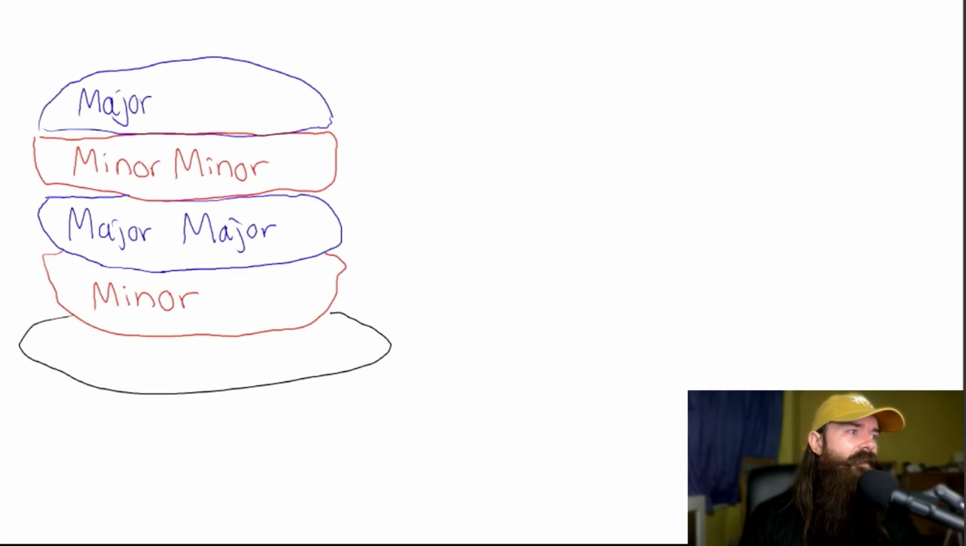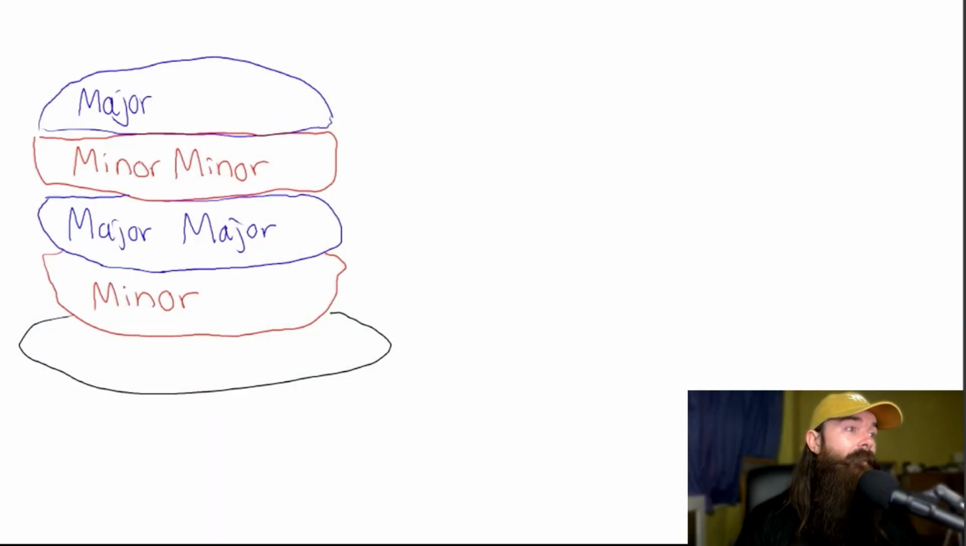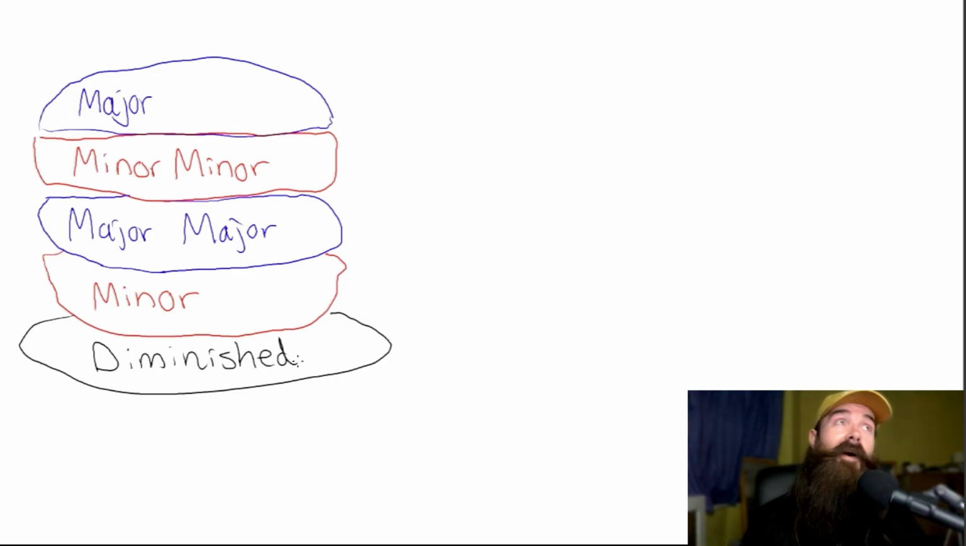And one more thing about this burger, it's sitting on a dinner plate. And that dinner plate is not the burger, so it's not major or minor. And this is why I'm going to label that dinner plate diminished. The words dinner plate start with a D. You can kind of remember that as being reminiscent of the word diminished. So now that we've got that order of major, minor, minor, major, major, minor, diminished, what we can now do is draw on using those abbreviations.